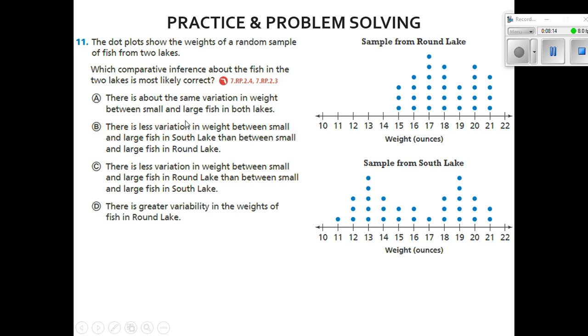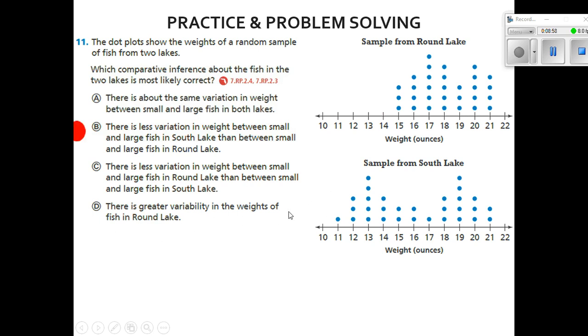All right, it says, which comparative inference about the fish in the 2 lakes is most likely correct? A, there is about the same variation in weight between small and large fish in both lakes. B, there is less variation in weight between small and large fish in South Lake than between small and large fish in Round Lake. C, there is less variation in weight between small and large fish in Round Lake than between small and large fish in South Lake. And D, there's a greater variability in the weight of fish in Round Lake.